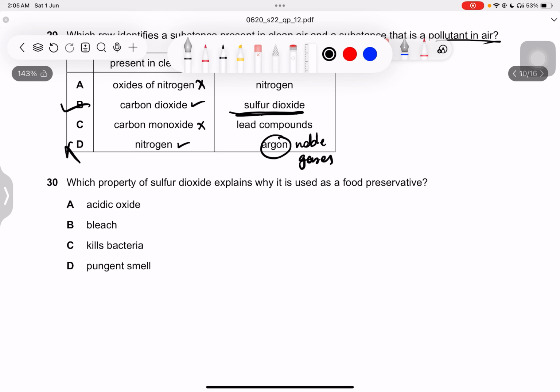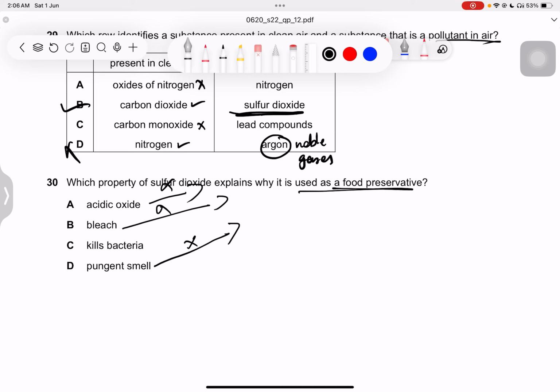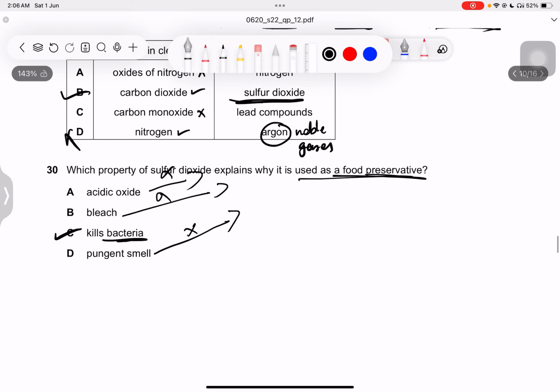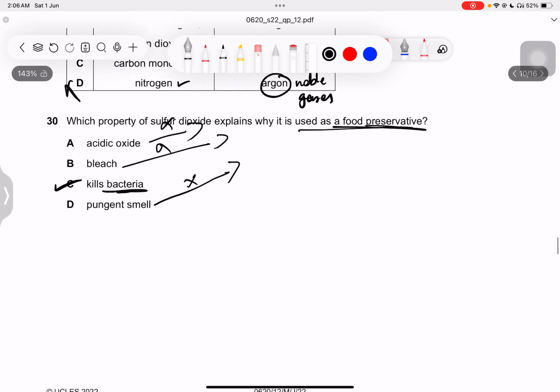Which property of sulfur dioxide explains why it is used as a food preservative? So acidic oxide, no link. Bleach, no link. And pungent smell, again, no link. What does this have to do with being used as a food preservative? It kills bacteria, because bacteria carry out the decomposition. So if it kills the bacteria, the food is preserved.